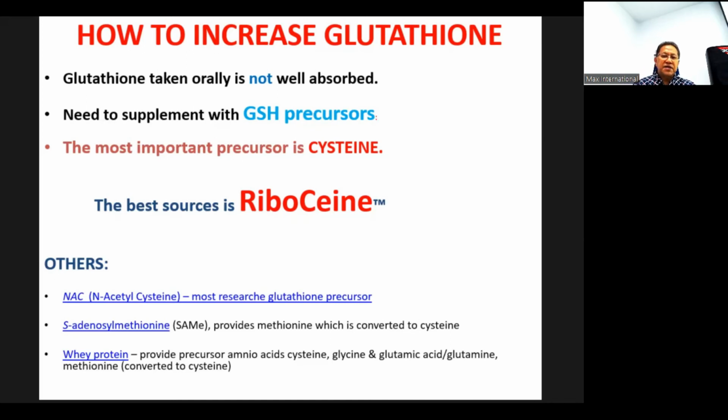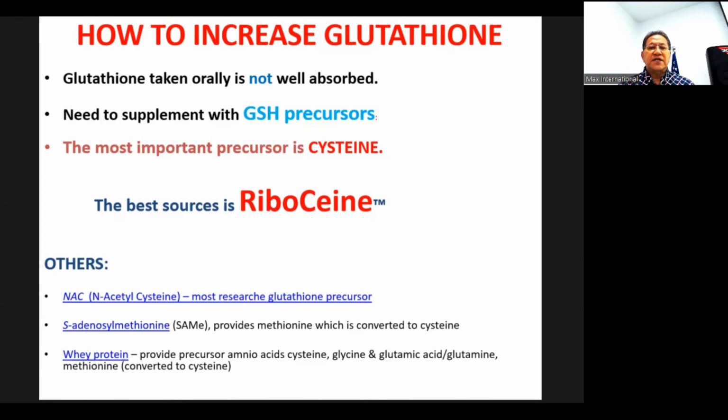And the most important precursor is cysteine. Remember, there are three precursors: glutamic acid, cysteine, and glycine. But glutamic acid and glycine are quite abundantly available in our diet, and both of them are much more stable than cysteine. So cysteine, there are two problems with cysteine. Number one, it is the least available of the three in our diet, and also it is fragile.